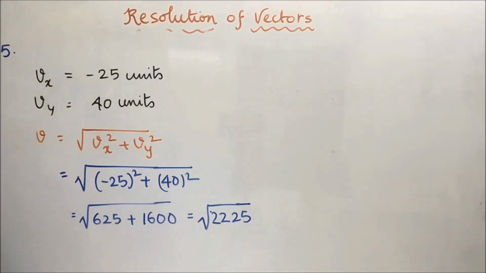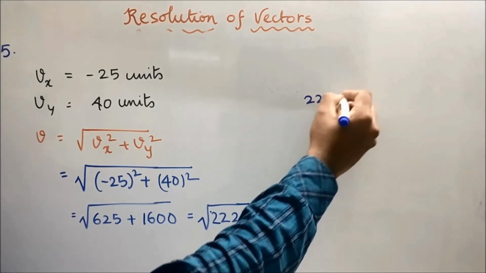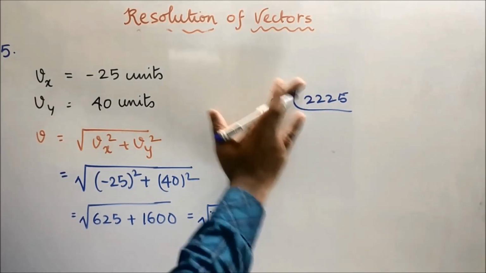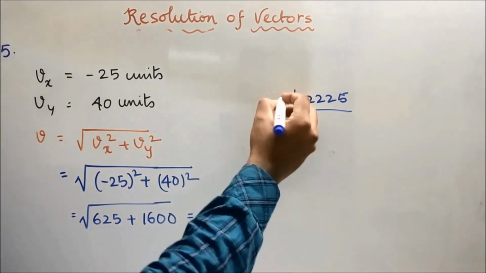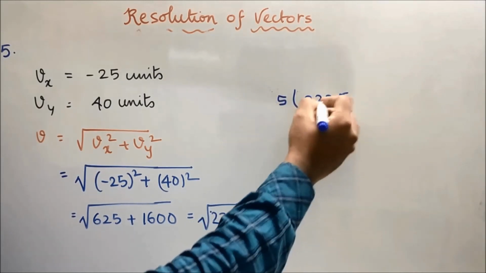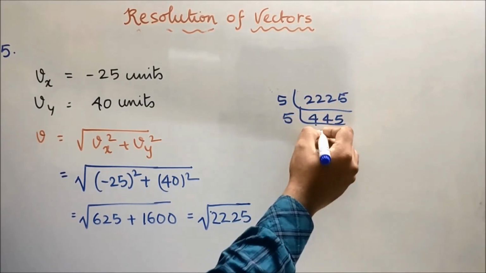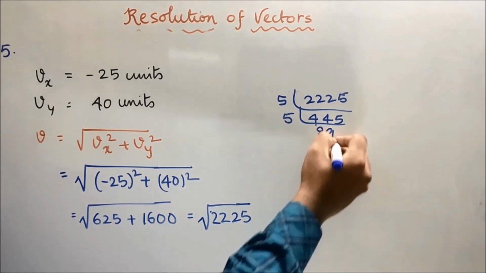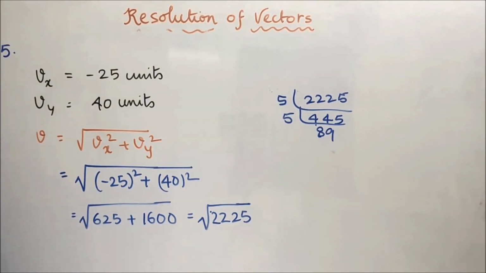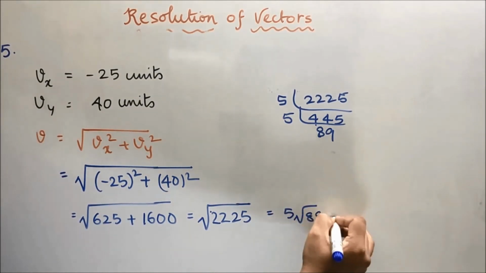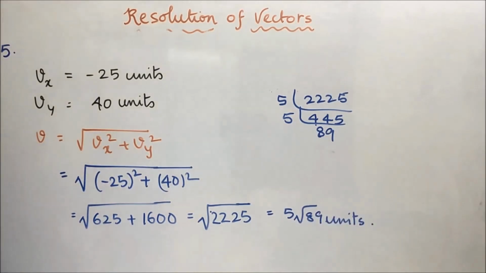So at the end we have 25, therefore this is divisible by 25. 2225 divided by 25: 5 fours are 20, 5 eights are 40, 5 nines are 45, so we get 89. 89 is not divisible, so I can write it as 5 root 89. So magnitude is 5 root 89. So option either A or B is correct.